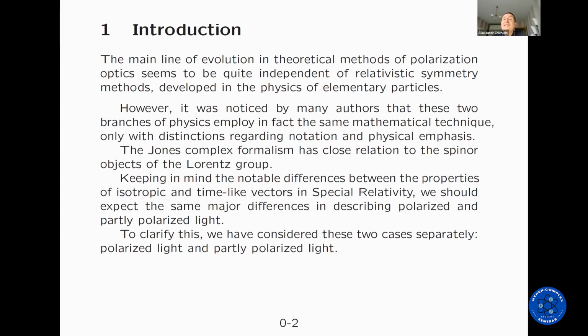The main line of evolution in theoretical methods of polarization optics seems to be quite independent of relativistic symmetry methods developed in the physics of elementary particles. However, it was noticed by many authors that these two branches of physics employ, in fact, the same mathematical technique, only with distinctions regarding notation and physical emphasis. The Jones formalism has a close relation to the spinor objects of the Lorentz group. Keeping in mind the notable differences between the properties of isotropic and time-like vectors in special relativity, we should expect the same major differences in describing polarized and partly polarized light.